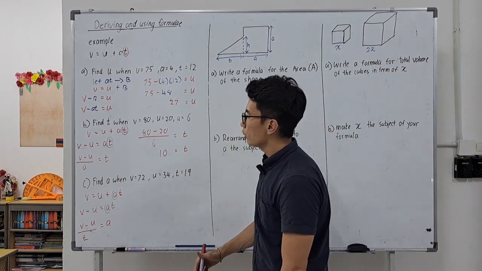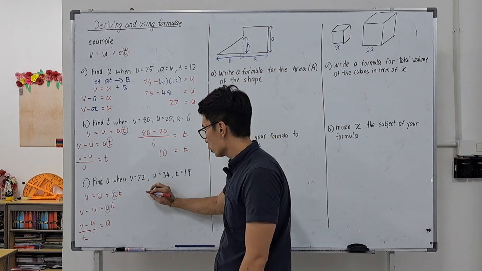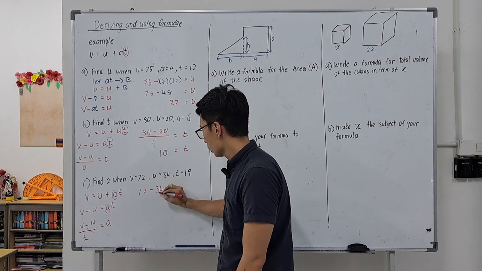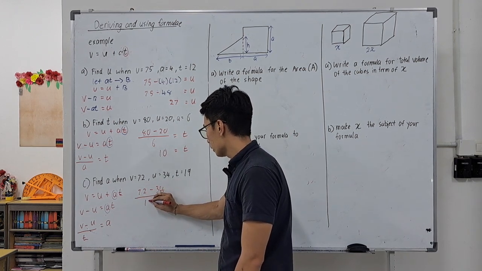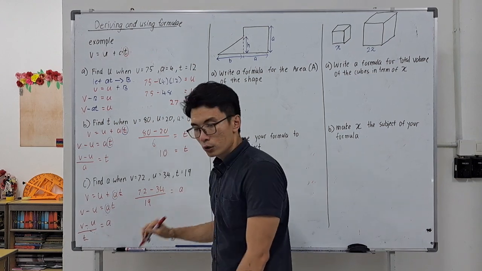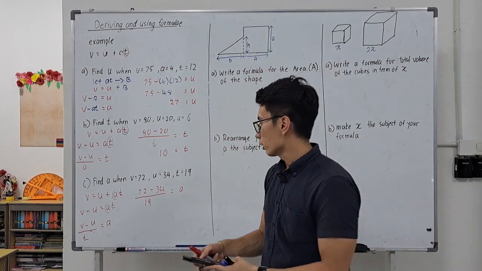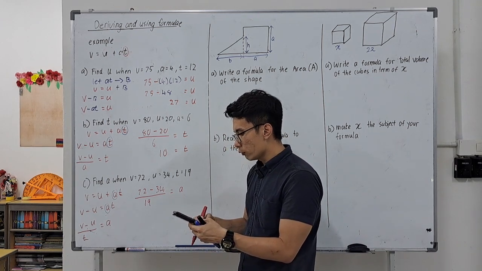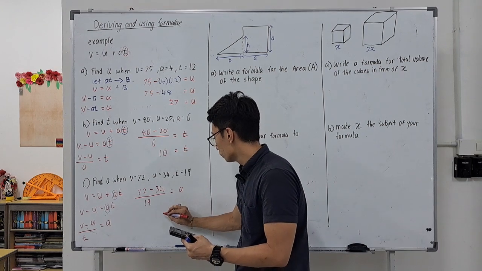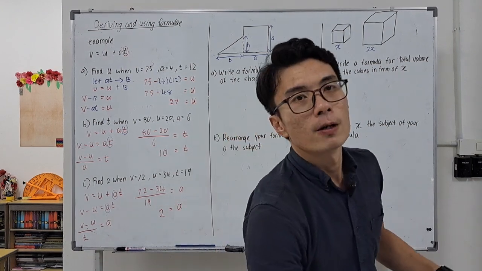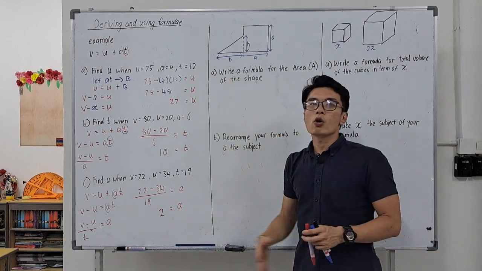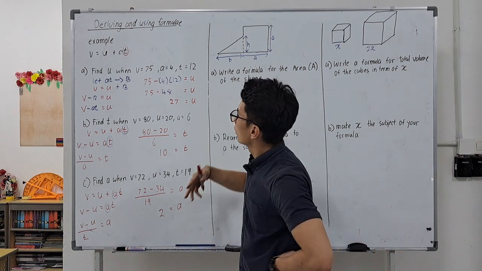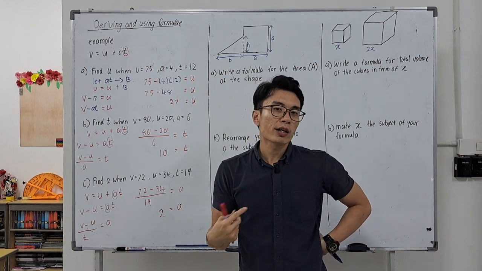Alright? So all I need to do now is to substitute all the necessary information. So V is 72 minus U, which is 34, everything over 19, and that's going to give me A. So everything, I can just punch in my calculator very quickly. So 72 minus 34, that's going to give me 38. And 38 divided by 19, that's going to give me 2. And I'm done. Alright. So take a look at this again. All we have done is rearranging the formulas, and then substitute all the necessary information to find what you need.